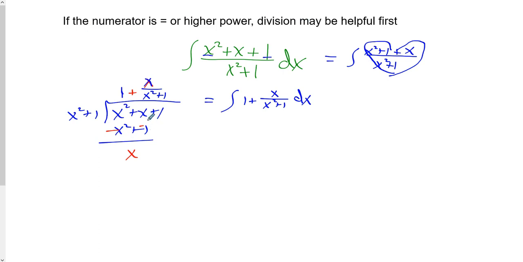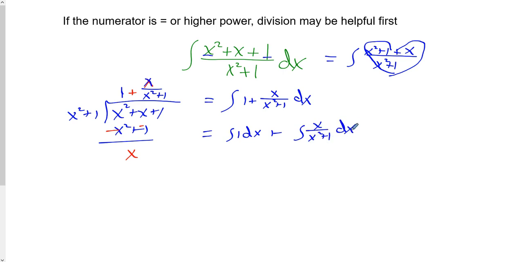Polynomial division will always work if you have higher power in the numerator, or even if it's a tied power. So you can do the polynomial division, rewrite your integral in a broken up form like this. And now I'm actually going to do u substitution on part of it. So I'm going to, first of all, break this into two integrals. So I got the integral of 1 dx, which I totally know how to do, plus I'll have the integral of x over x squared plus 1.